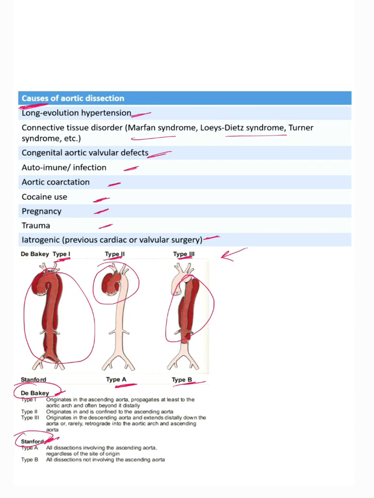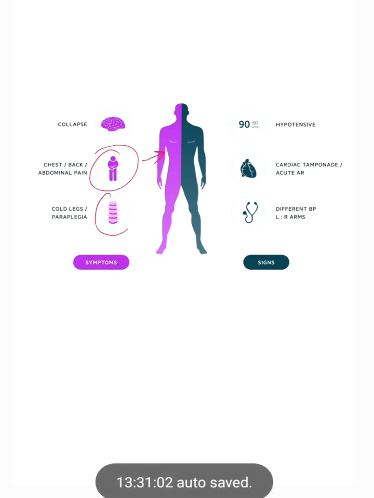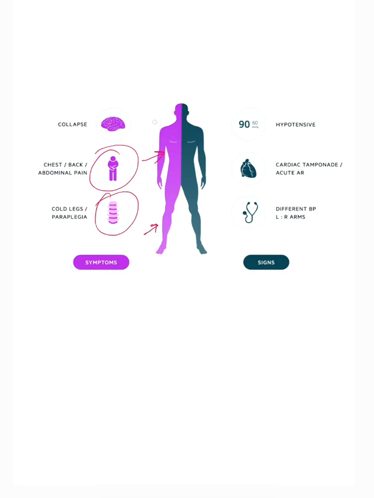The classic symptoms of aortic dissection include chest, back, or abdominal pain. Cold legs or paraplegia, or collapse may also occur in certain cases. The common signs observed are different blood pressure in both arms. Cardiac tamponade or acute aortic regurgitation may occur, and hypotension leading to a collapse may also occur.